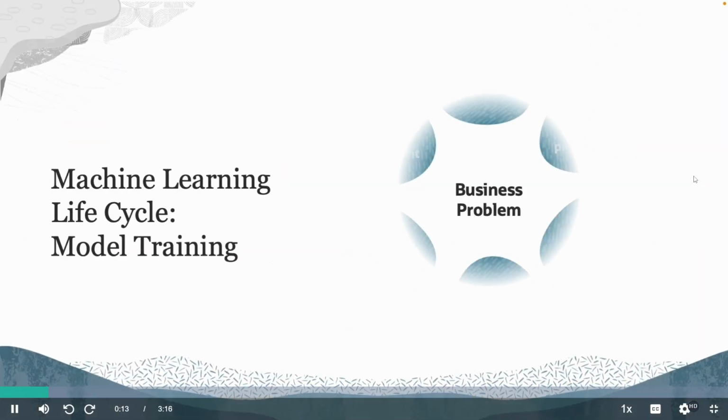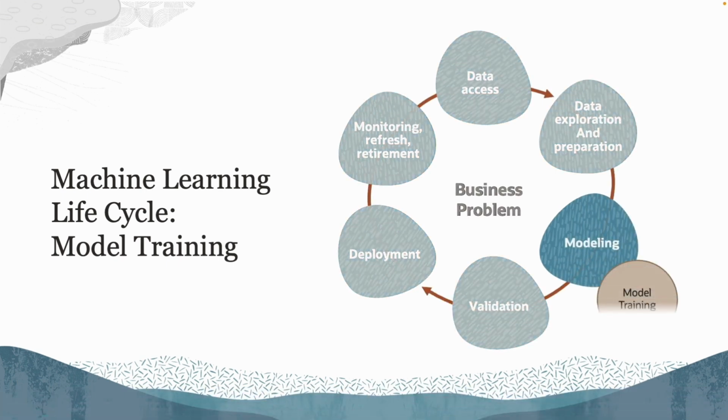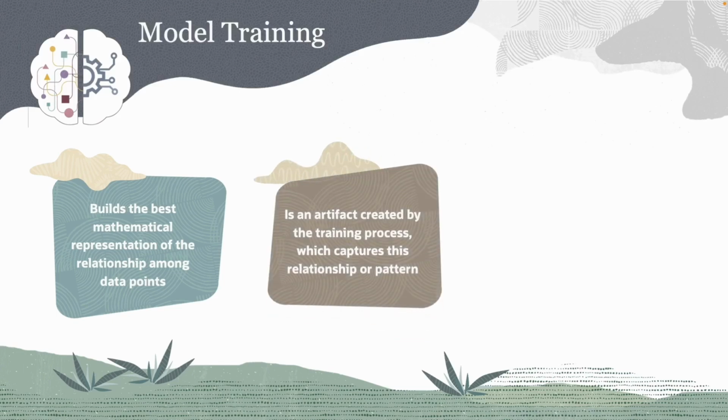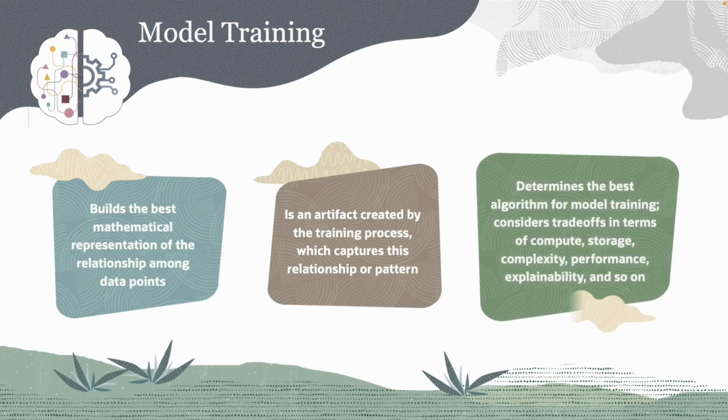Model training is a critical part of the modeling phase of the machine learning lifecycle. Let's first discuss what the model training process does. Model training builds the best mathematical representation of the relationship among features and a target label, in the case of supervised learning, and among all features in unsupervised learning. The model training process creates an artifact which captures these relationships or patterns. The process determines the best algorithm for training, considering a large number of dimensions.